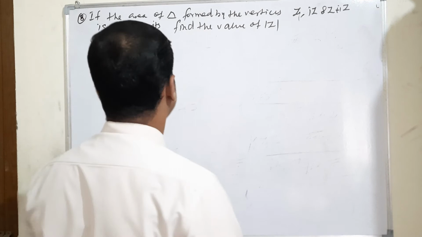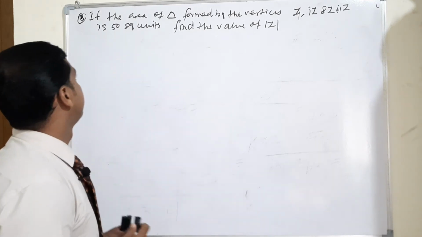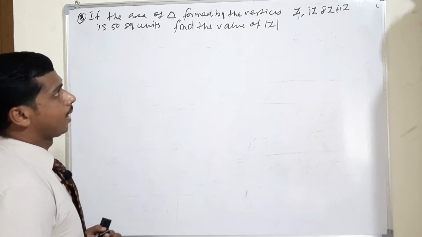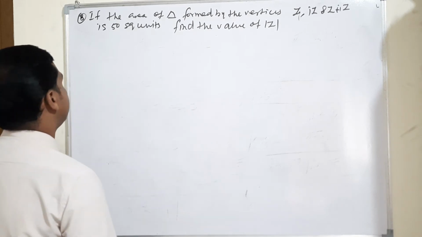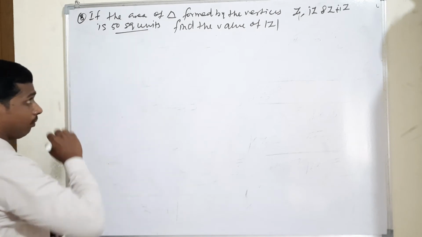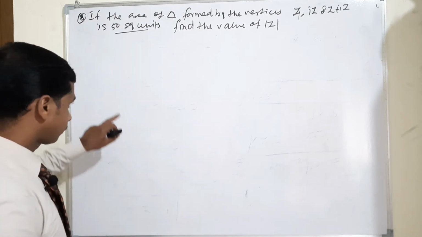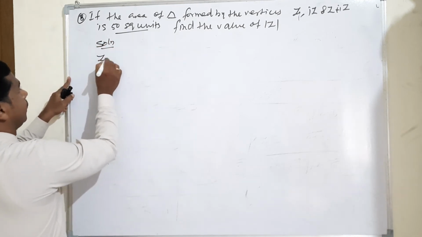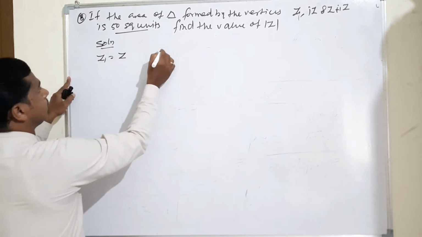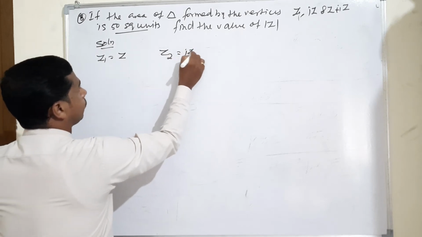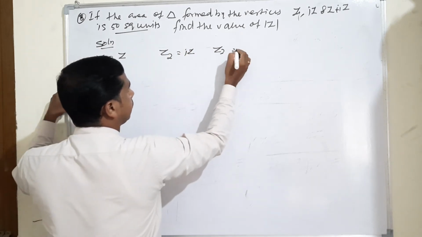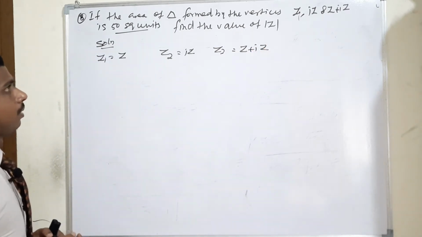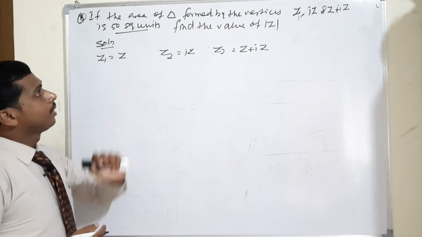So I'm moving to exercise 2.5, question number 8. If the area of the triangle formed by the vertices Z, iZ and Z plus iZ is 50 square units, find the value of modulus Z. Okay, the solution. Consider Z1 is equal to Z, then consider Z2 as iZ, then consider Z3 as Z plus iZ.